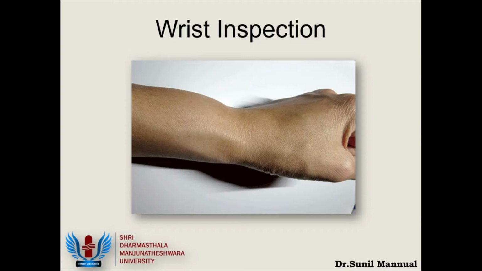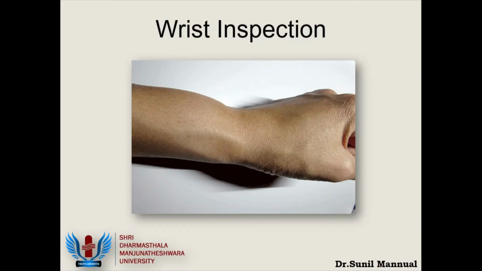When you are inspecting the patient, you are looking for swellings, you are looking also for dilated veins, you are looking for pulsatile swellings like vessels or aneurysms of vessels, and you are also looking for any scars on the wrist suggestive of any previous injury or previous surgery. You are also looking for any sinuses.